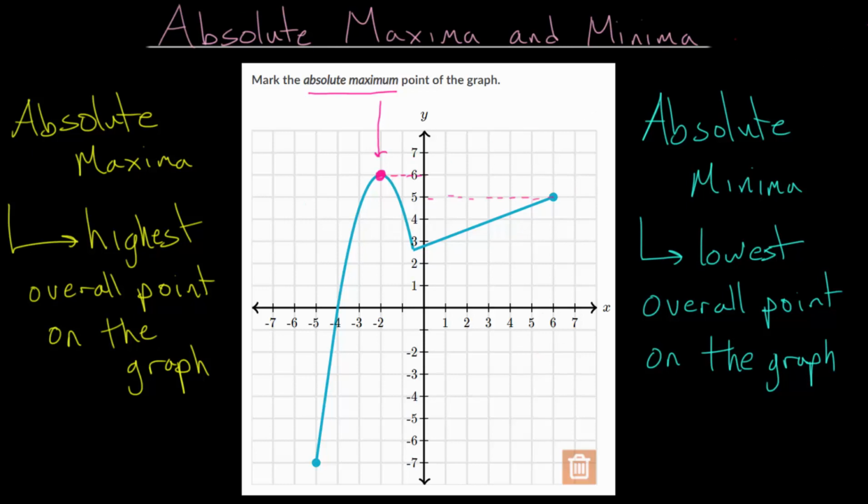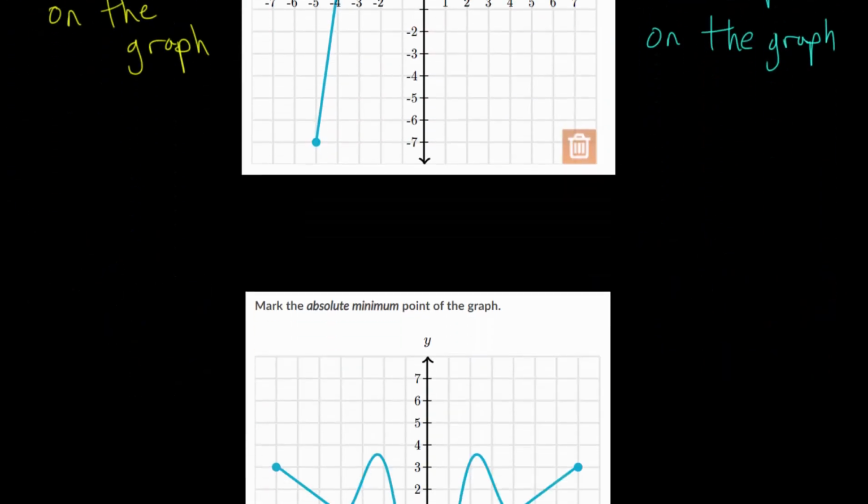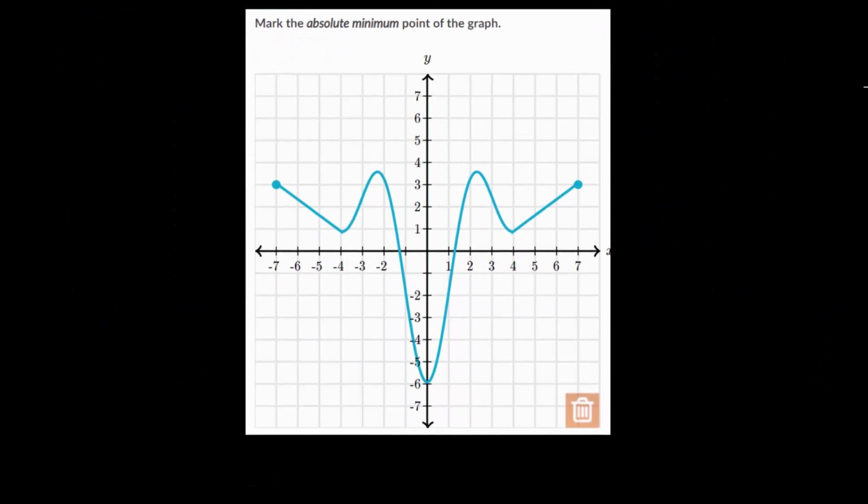So with that in mind, knowing these definitions, let's look at some more example problems. And this one is looking for the absolute minimum of the graph. So we're looking for the point on this blue curve with the lowest possible y value, or the most negative. And that looks to be this y value right there. It is lower than the y value of any point on the graph.